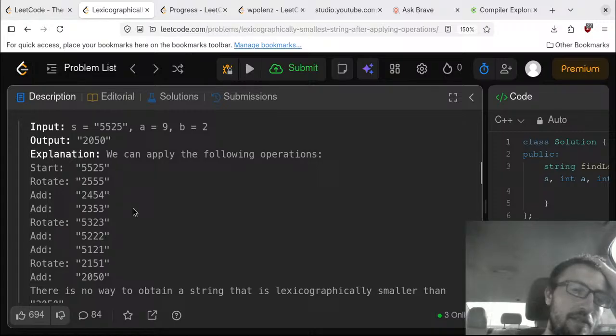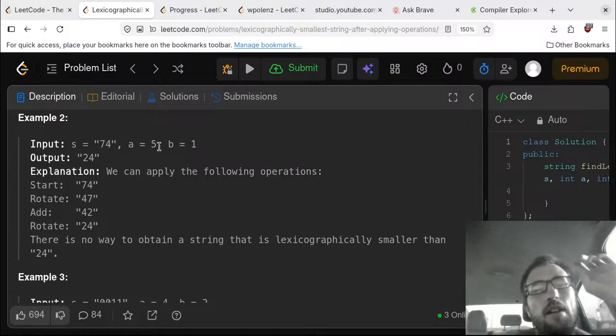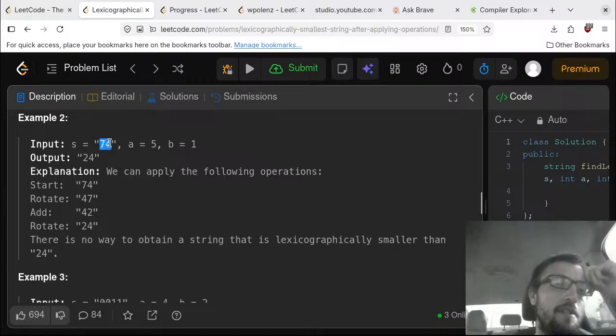Okay. Let's see another example. A is 5, B is 1. So here we can rotate wherever we want, but the problem is that if you add 5, 5 mod 10 has this property where 5 plus 5 is 0. It's going to flip between 0 and 5. There are only 2 possibilities for each of these, which means this is either going to be a 7 or a 2, and this is either going to be a 4 or a 9.